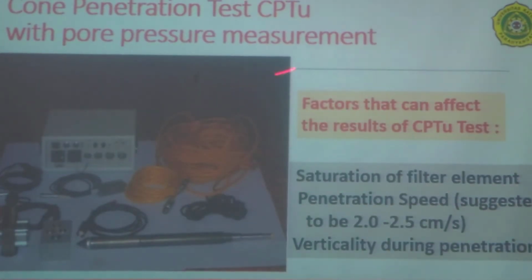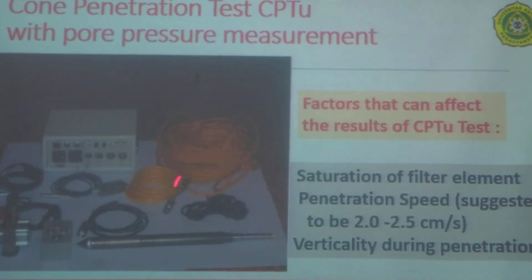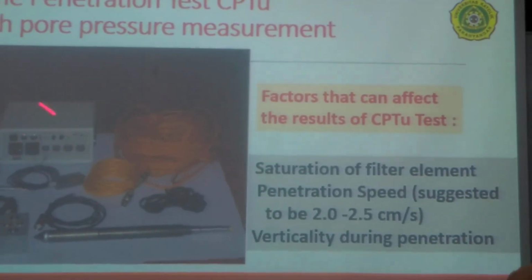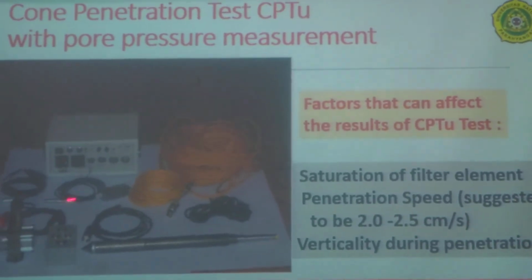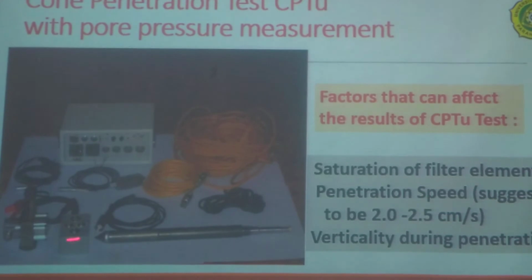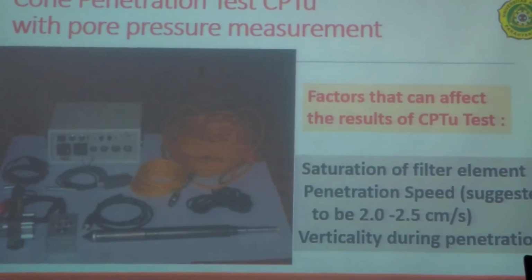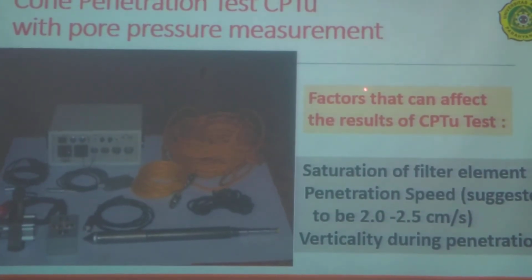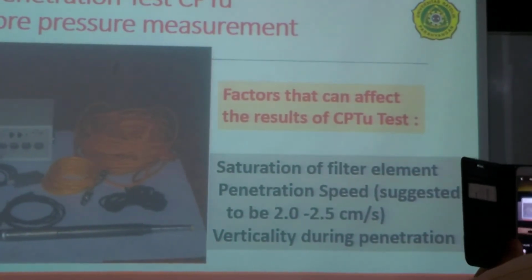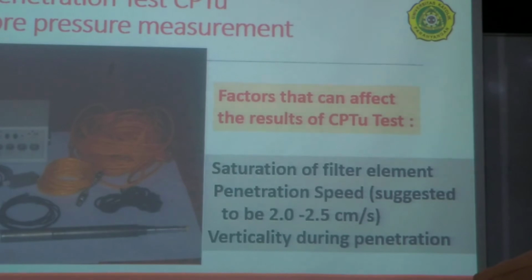Let me show you the CPTU. This is all the equipment. We have the cable, we have the cone, we have the loggers, and that logger is then connected to the computer, and we have all the cable. We have also depth synchronization. We call it depth synchronization. What is important? We have to saturate the filter. If the filter is not saturated, it is giving you different number.